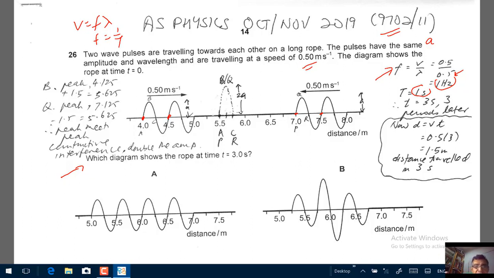Now in our case, they ask which diagram shows the rope at time t equals 3 seconds. The wave is traveling at 0.5 meter per second. You can talk about any wave. They're both traveling at 0.5 meter per second, one to the right, one to the left. So in 3 seconds, it travels 1.5 meter. The distance traveled is 1.5 meter in 3 seconds. That's the important thing in this question.